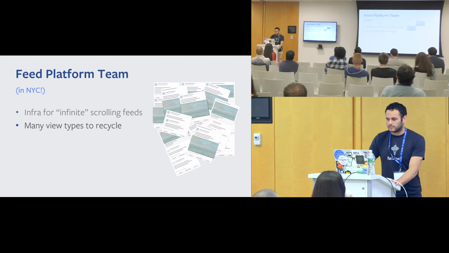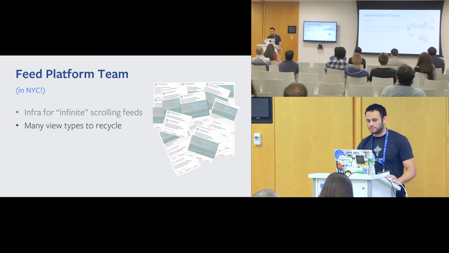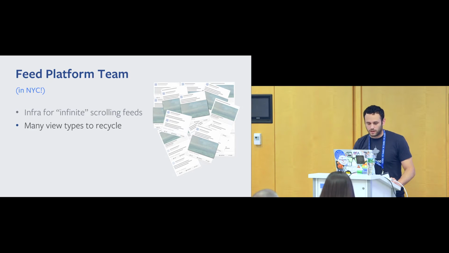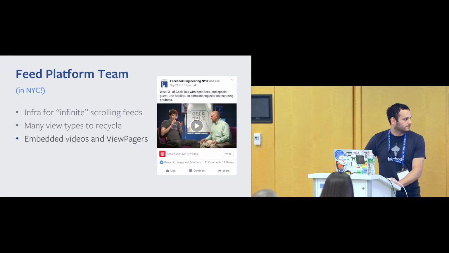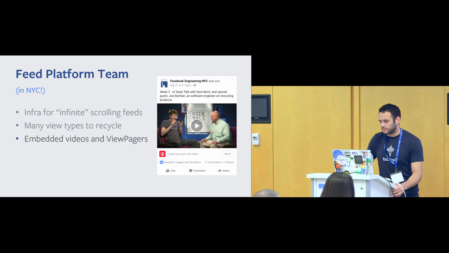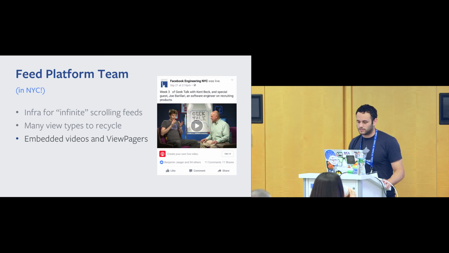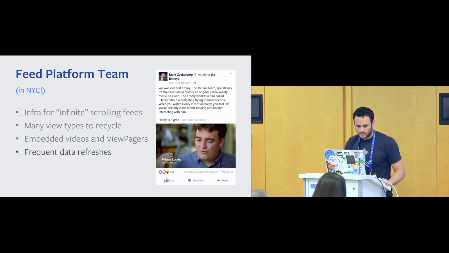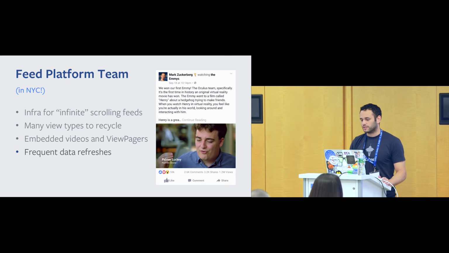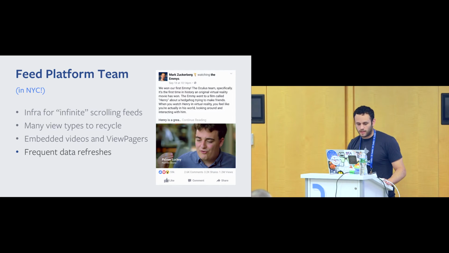One of the reasons for this is that feed displays lots and lots of different formats, and the implication of this is that we have an endless number of view types to recycle. We also support embedding rich content such as 360 photos and videos, autoplay videos, horizontally scrolling view pagers, and sometimes videos inside of view pagers. There's also a number of ways that each feed can be updated, such as doing a pull to refresh, scrolling down, interacting with an individual story.